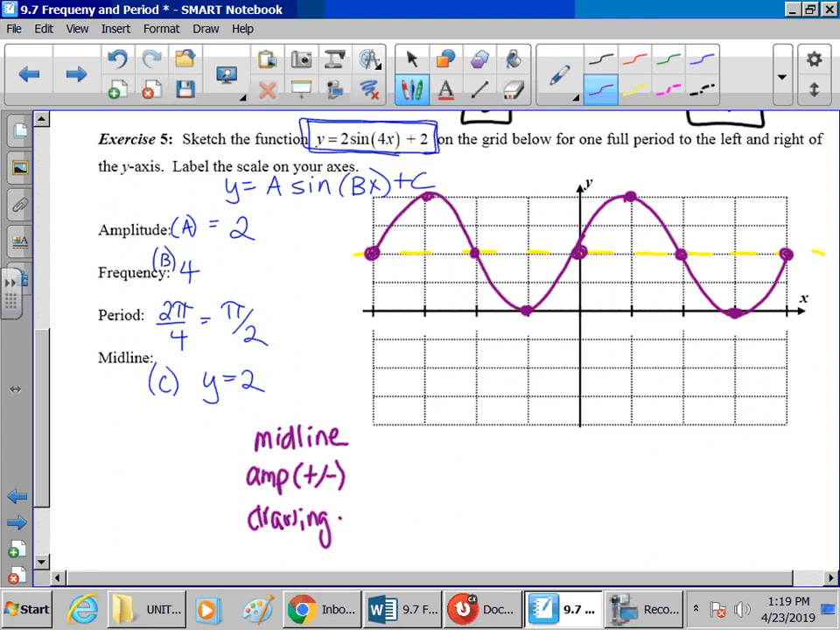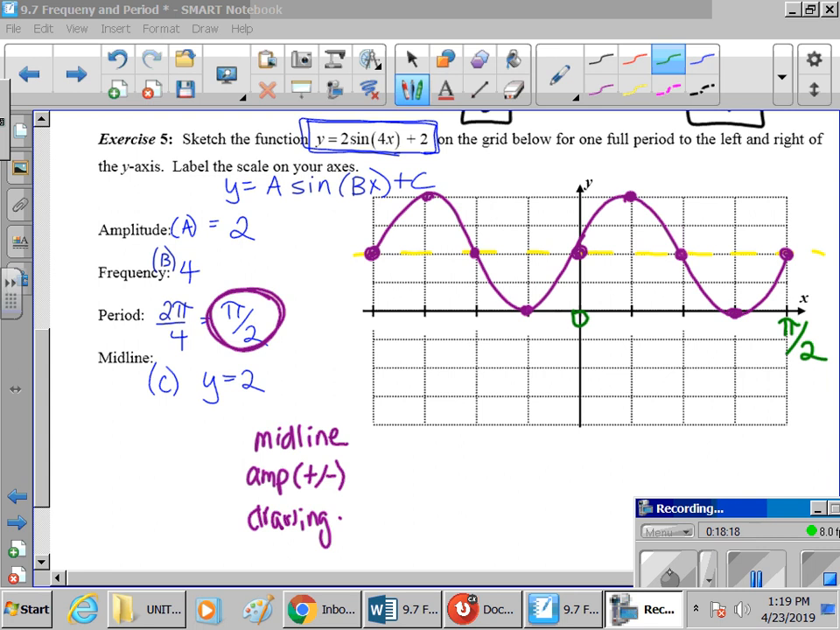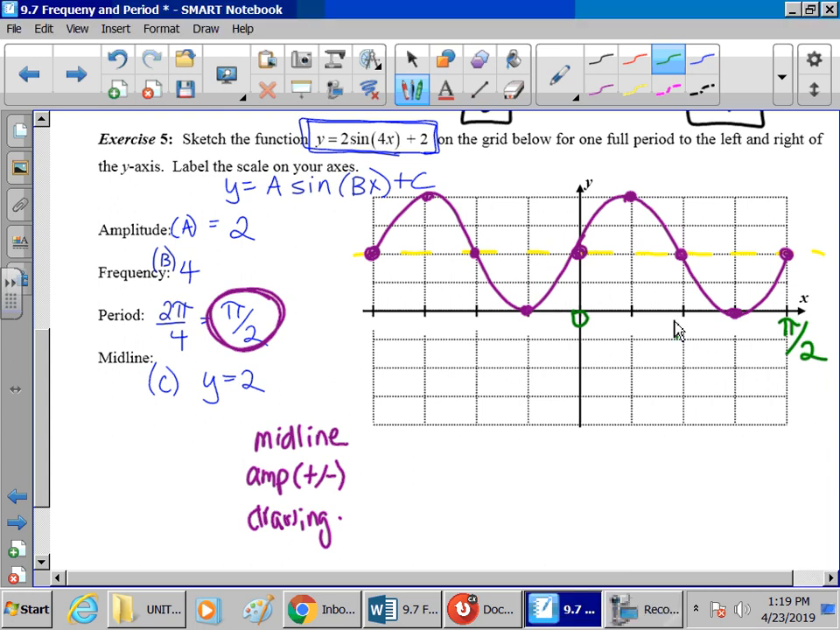Now, we did this not even considering what the frequency is and what the period is. In this case, I know my period is pi over 2, which means that my full cycle is going to be pi over 2. I know this is 0. That's pi over 2. Now if you want to go halfway between pi over 2 and 0, it is pi over 4. So you can put in pi over 4 here, negative pi over 4 here, and negative pi over 2 over here. So the last thing we did was consider the period.